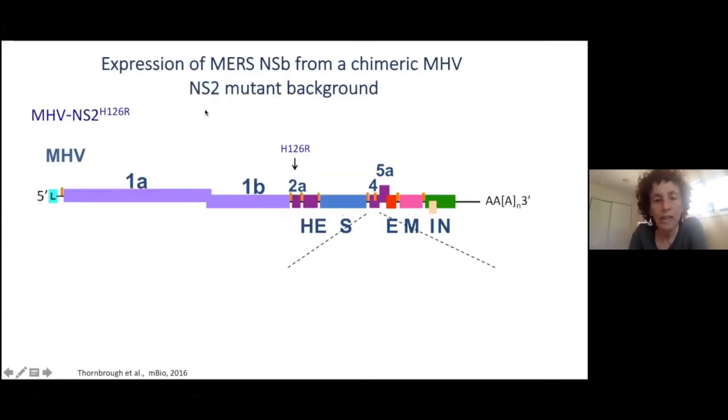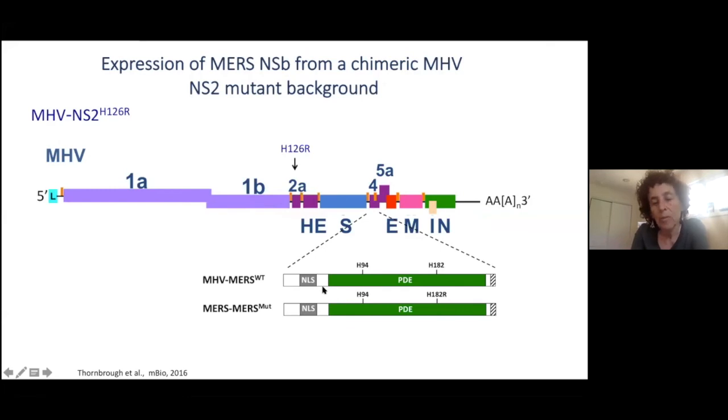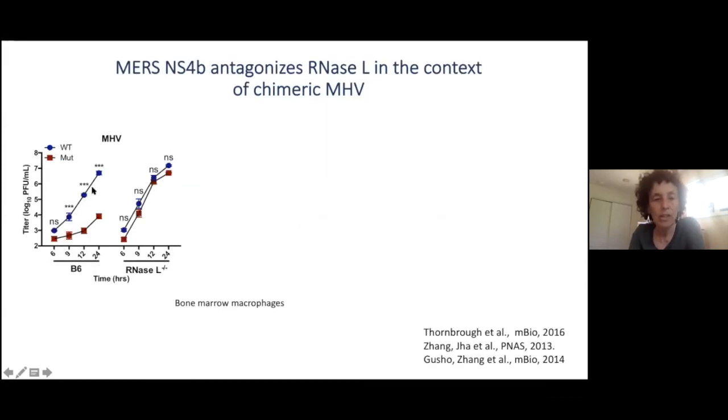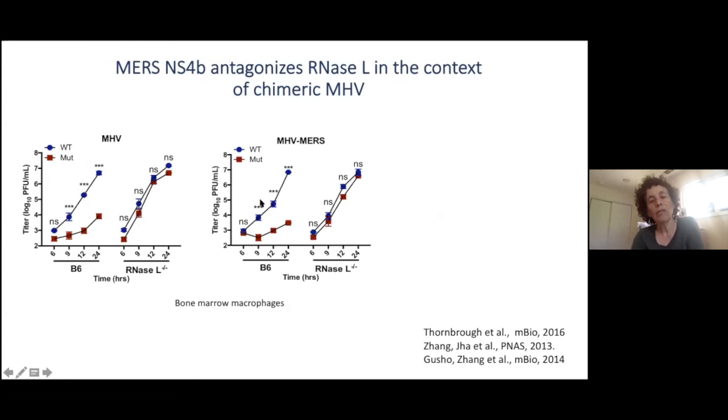So we took our reverse genetic system for MHV with a backbone with a mutant NS2, so an inactive phosphodiesterase. We replaced NS4B, which is a non-essential protein in MHV. This is all MHV. We expressed either wild type MERS NS4B or mutant MERS NS4B, shown here, in open reading frame 4, and then we compared replication in both wild type and RNase L knockout macrophages. So these are just controls that you saw before. This is MHV and mutant MHV that recovers in RNase L knockout cells. And these are the chimeric viruses. So this virus has an NS2 mutation expressing MERS NS4B, and it replicates quite well in wild-type macrophages, whereas the virus expressing mutant NS4B does not. And both viruses recover in the RNase L knockout macrophages.